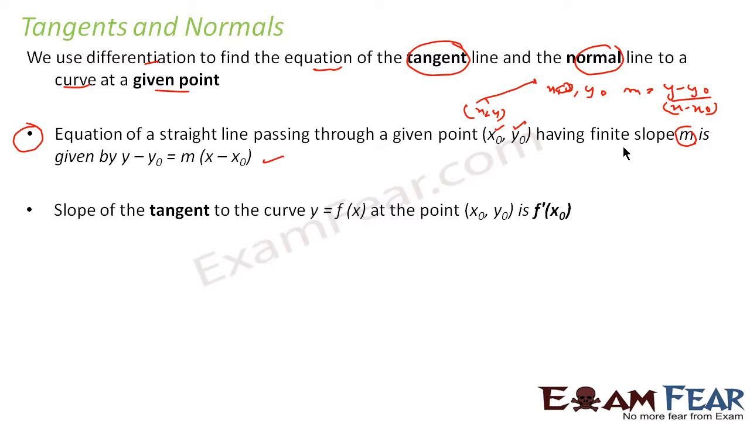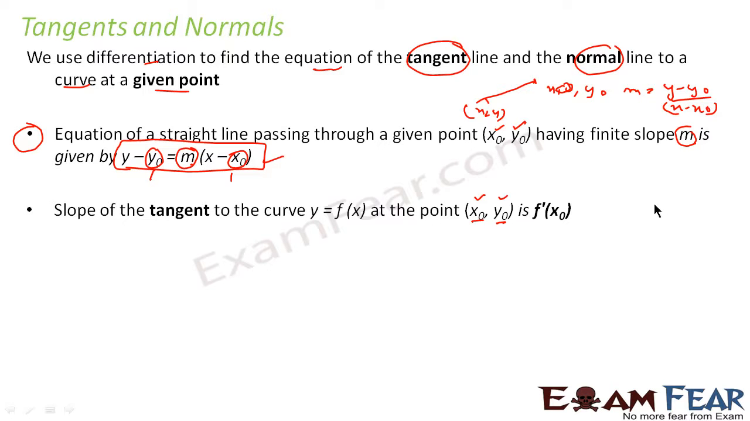Now if you want to find the tangent to the curve y is equal to f(x), the first thing I have to find is the slope. Why? Because my equation has nothing but a point and a slope. So if I can find the slope and the point, I can find the equation of tangent. Correct? I know the fixed point also. When I'm telling that I want to find the tangent to this curve at this point x0, y0, I have this point. The only thing is I want to find the slope. So let's find the slope.